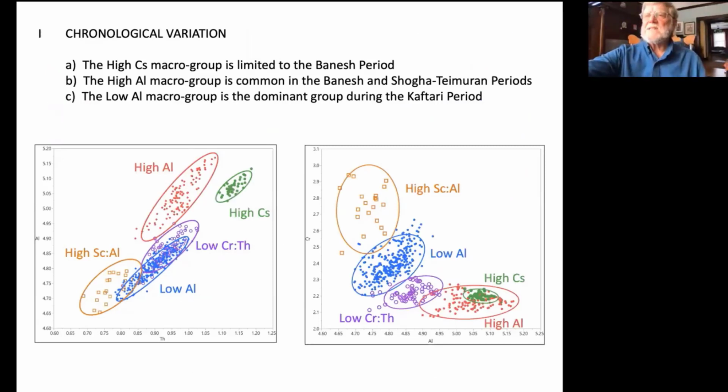We think we have these canteens being moved around. The neutron activation analysis told us these things, and we're summarizing that in chronology: high cesium, high aluminum groups are Banesh period, and the low aluminum macro group, the blue one, is the dominant group during the Kaftari period. So they're getting clays from different sources during those two periods.